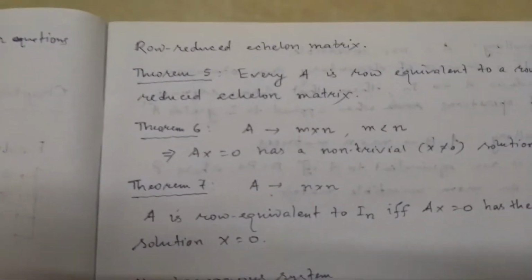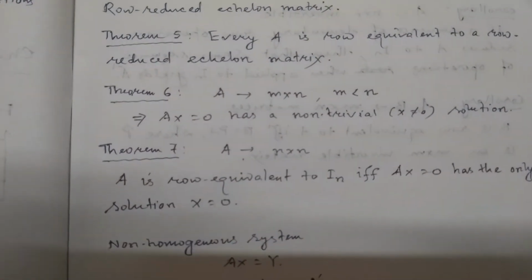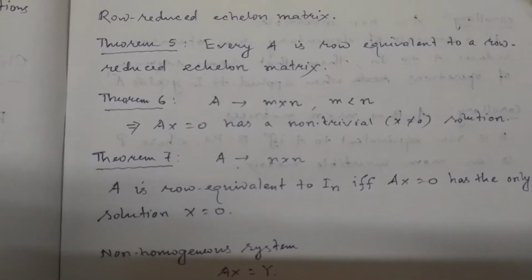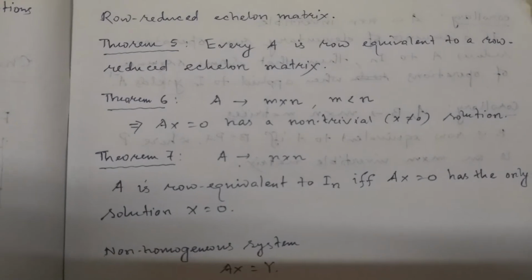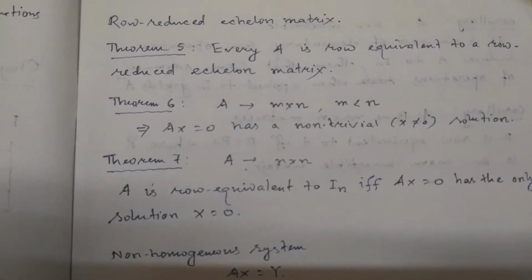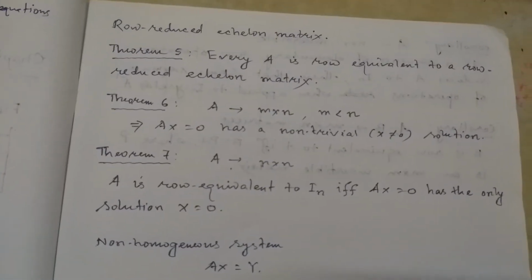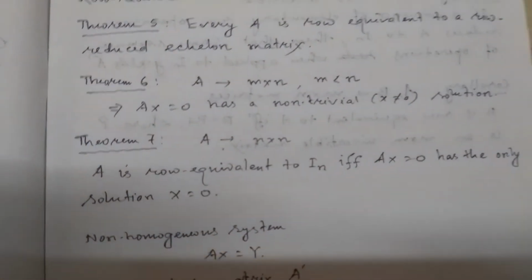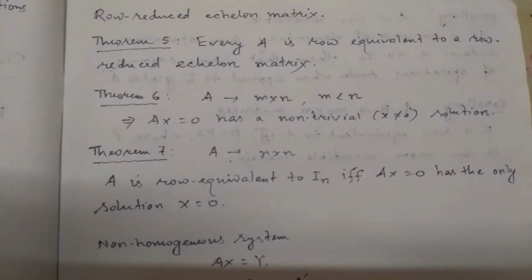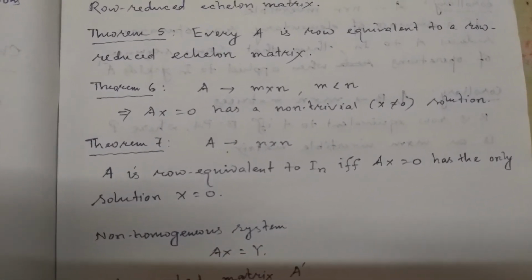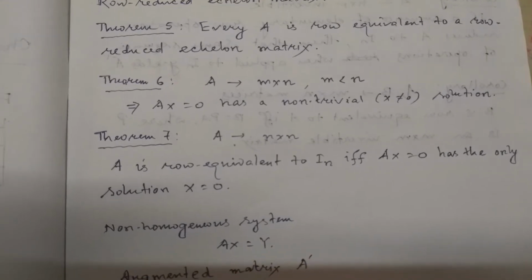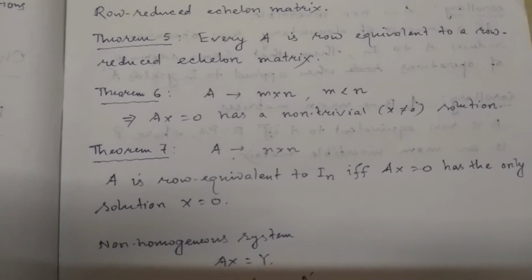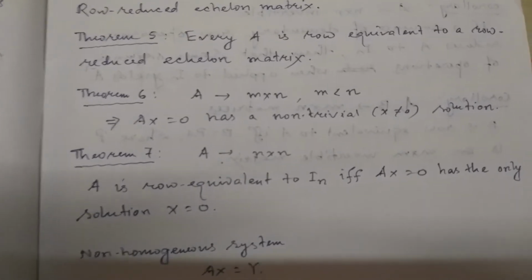A third condition is that if the first non-zero row has its leading one in some column k, then the second non-zero row's leading one will occur in some column greater than k. Next we have a theorem that every matrix A is row equivalent to a row reduced echelon matrix. That means after some elementary row operations, a matrix can be reduced to a row reduced echelon matrix.